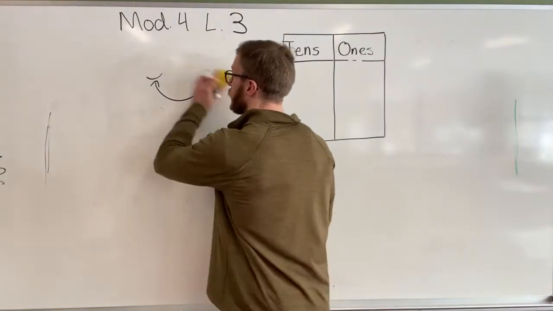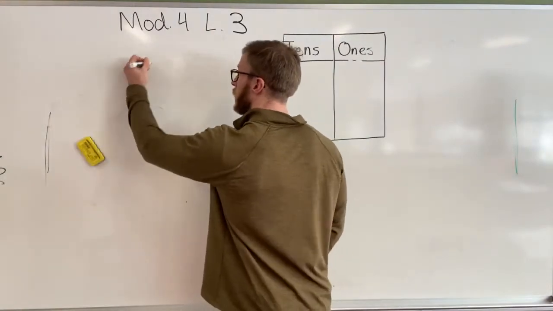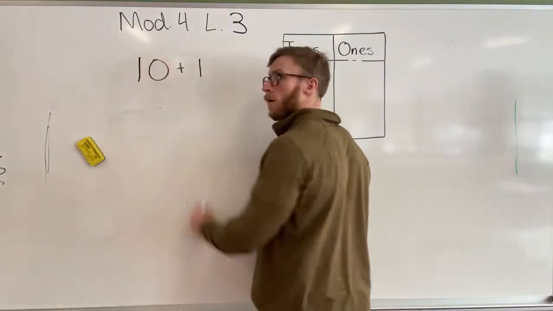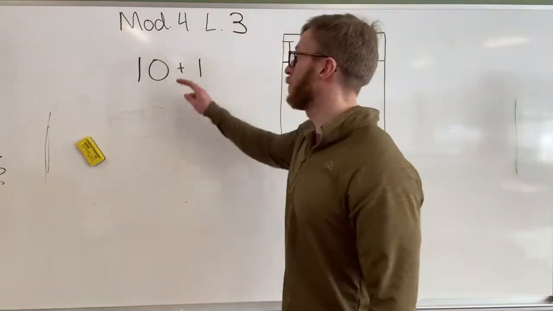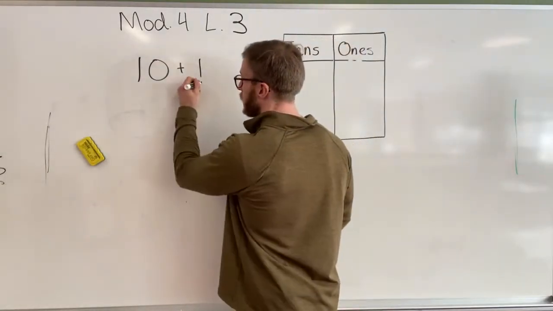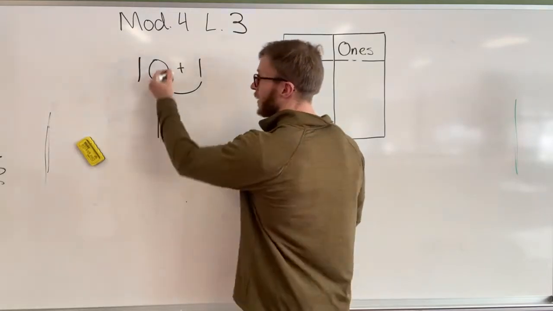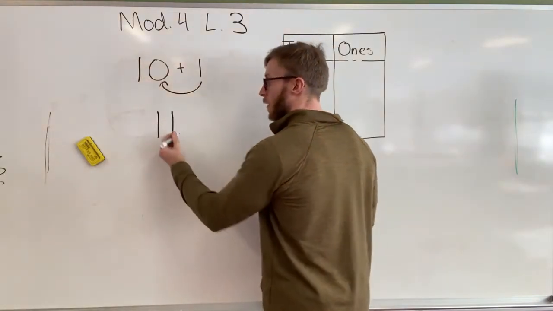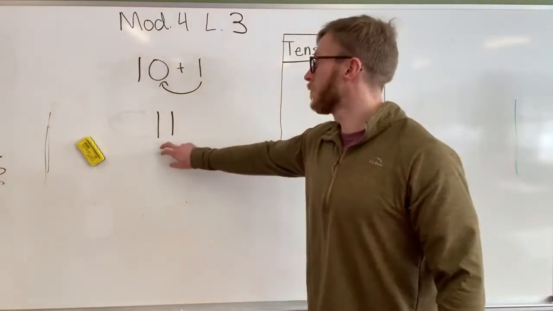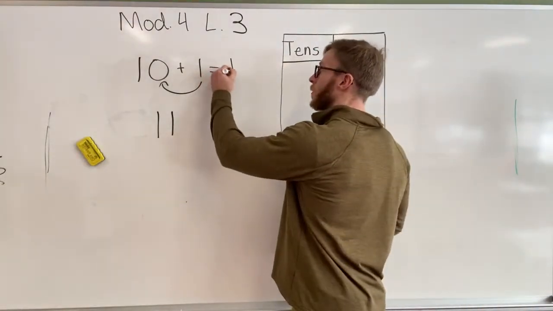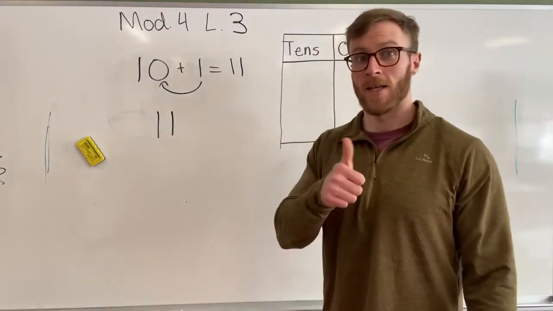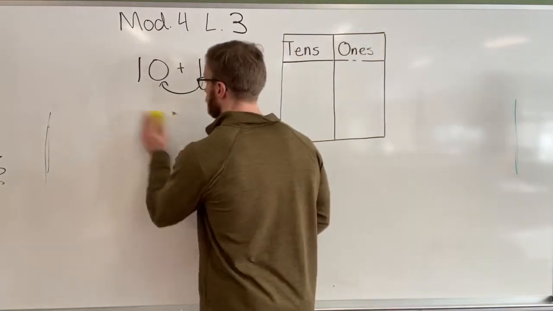I'm going to do another one really quick, and then I'll let you guys do an example. 10 plus 1. All right, I want to move this 1 over here. So I still have this 1. I don't have that 0, I'm replacing it with a 1. 10 plus 1 equals 11, okay? That's what I want you guys to do. Here comes yours.